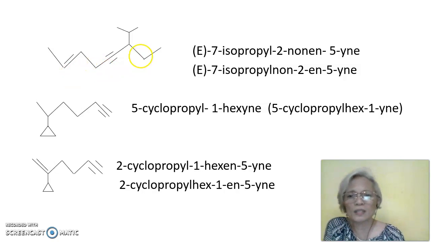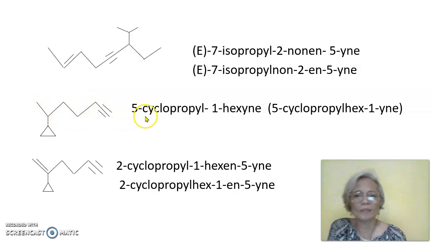This next example is a terminal alkyne. Therefore, we have carbon number 1, 2, 3, 4, 5, 6. So we have a hexane, but we have a cyclopropyl attached to carbon number 5. So we have 5-cyclopropyl-1-hexyne, or 5-cyclopropylhex-1-yne.